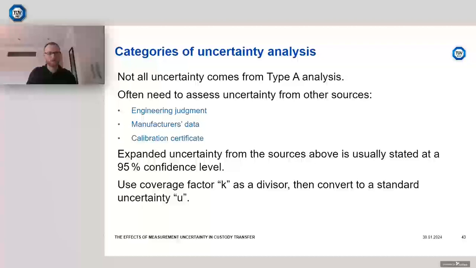So we produce calibration certificates and give them to customers, and we'll say this is the uncertainty for a particular test, this is our confidence level. You don't need to do any data analysis, we've done all that, take the value and build your own budget, however you want to build it. Most of the time they're stated at a 95% confidence level, and then from there you use the coverage factor K as a divisor, and then you transfer back to standard uncertainty U for the purpose of a calculation.